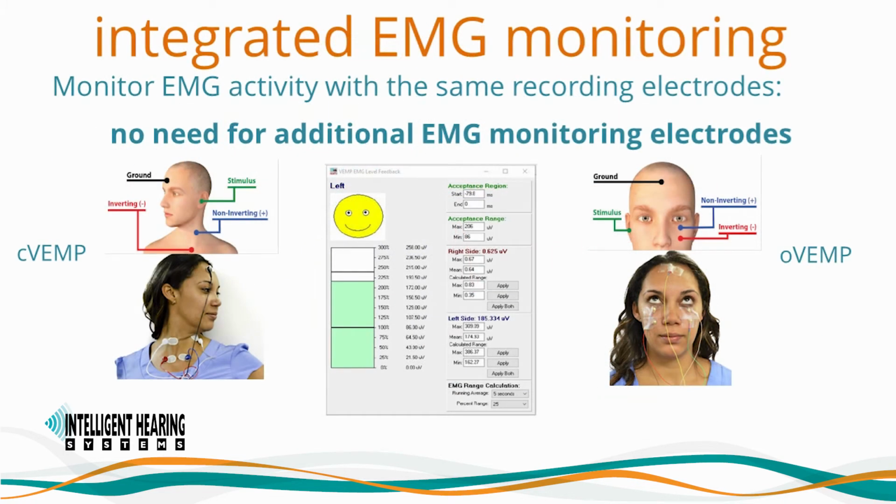SmartVEMP includes the ability to monitor EMG activity using the same recording electrode. There is no need for additional EMG monitoring electrodes. SmartVEMP includes a user-friendly interface to easily select the target EMG levels for each patient. The window automatically calculates the acceptance range for each patient based on the clinician selections, and the system will only average sweeps with adequate EMG activity.